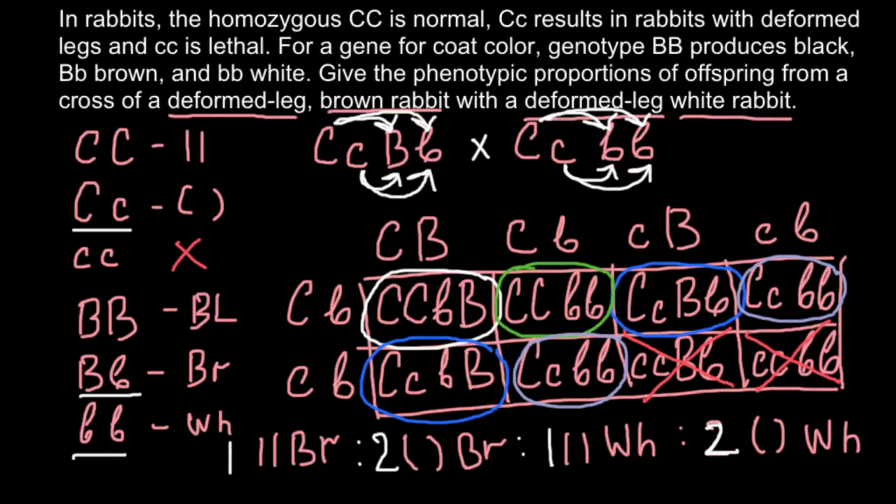So we have ratio 2, 2, 1, and 1. So of course the order can be different, like 1 to 2 to 1 to 2, or we also can say that this is 2 to 2 and 1 to 1. So this is basically all for today. Now I hope you would be able easily to solve analogous problems on your exam.